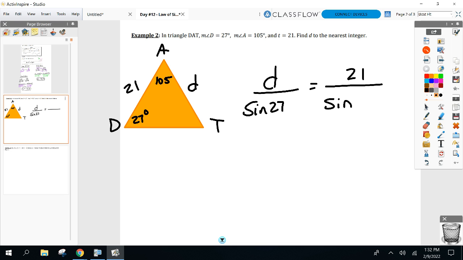You made it sound so easy. 48. Yep, sine of 48. We're all good? Wow, we got 48. Jonathan, you good? How about your group? Sure. Okay.